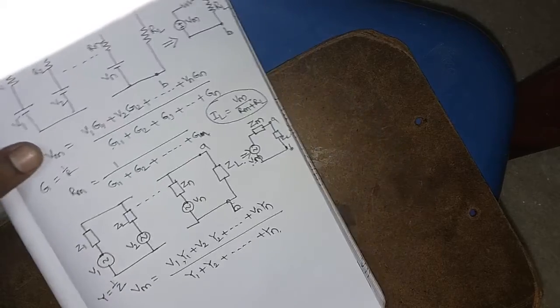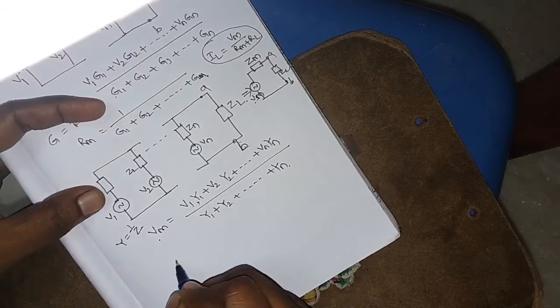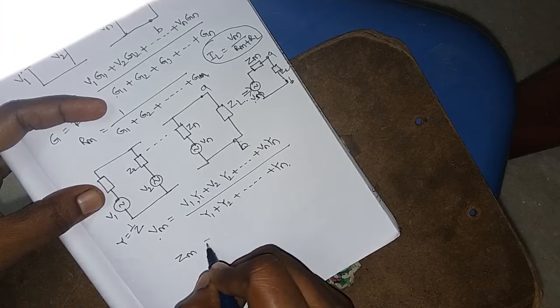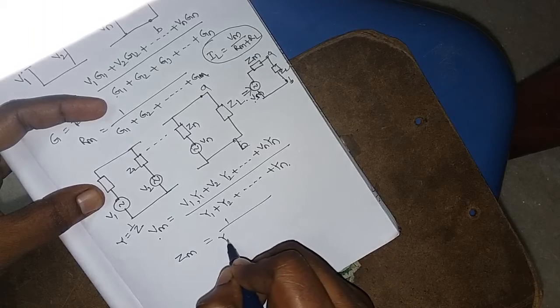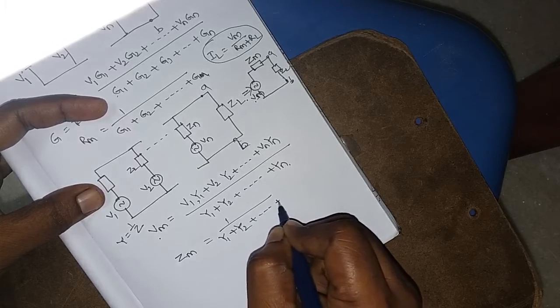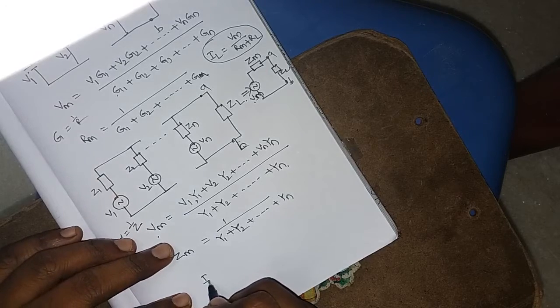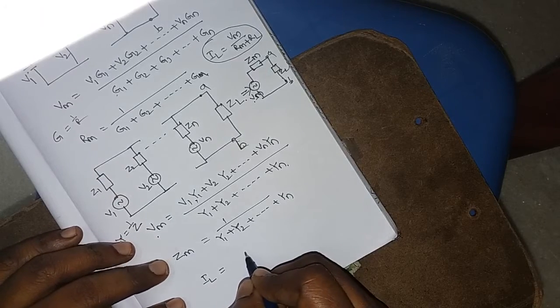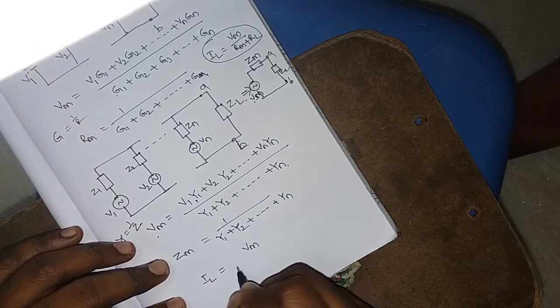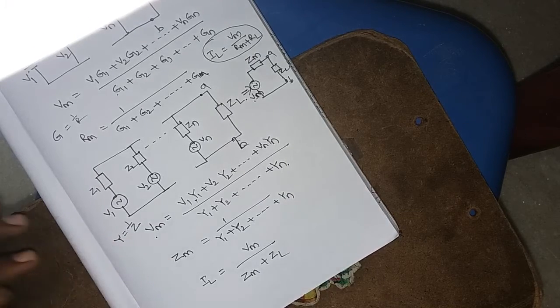So now you have the value of Vm. And similarly, what is Zm? Zm is equal to 1 by (Y1 plus Y2 plus so on plus Yn). Here also, how much current is flowing through the load? IL is equal to Vm by (Zm plus ZL).